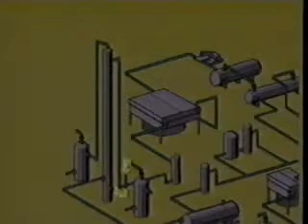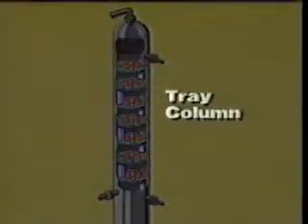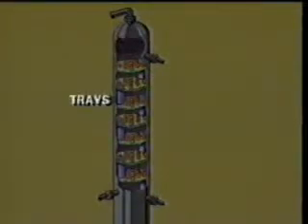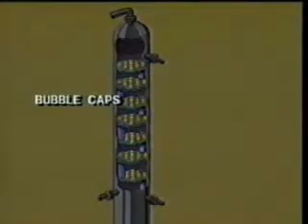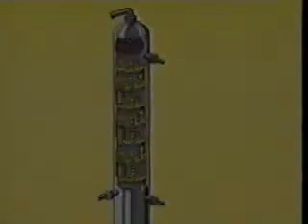From the separator, sour gas flows to a contactor column, where it comes in contact with the lean amine solution. The most common type of contactor column is called a tray column. There are usually 20 trays in the column, with bubble caps on each tray for good liquid-gas contact. The liquid level is maintained on each tray by a weir on the downcomer. The number of trays in the column helps determine the degree of sweetening. Now let's follow the flow through the contactor column.